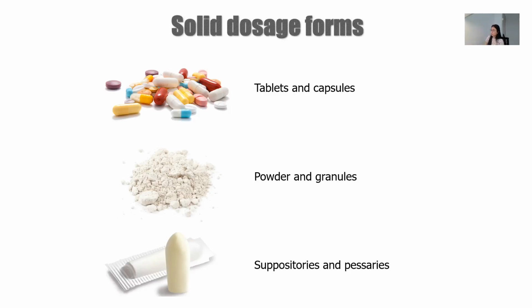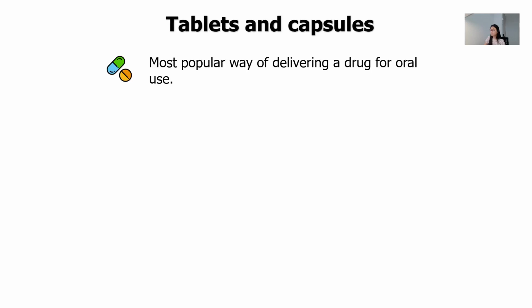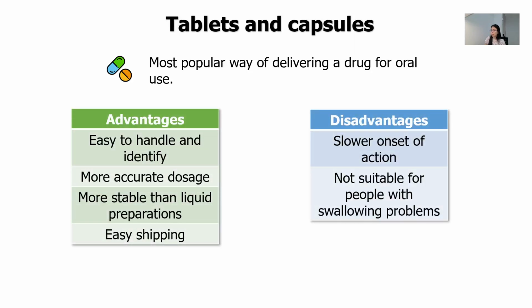Examples of solid dosage forms, the most common ones are tablets and capsules, powders and granules, suppositories and pessaries. We will go into each of these examples in a short while. So tablets and capsules are basically the most popular way of delivering drugs for oral use nowadays. I think you may have had the opportunity of swallowing a tablet or a capsule before. So again, there are advantages and also disadvantages associated with tablets and capsules.